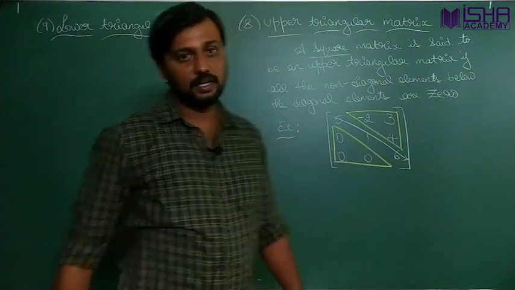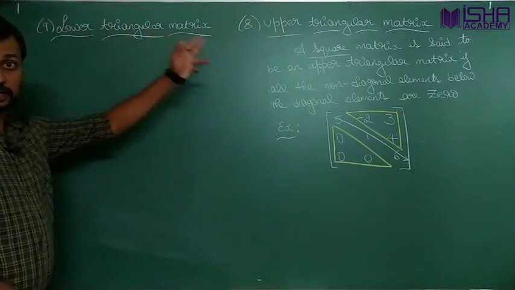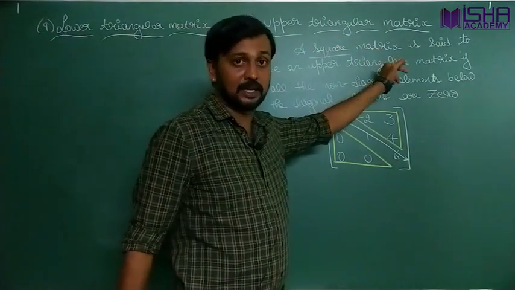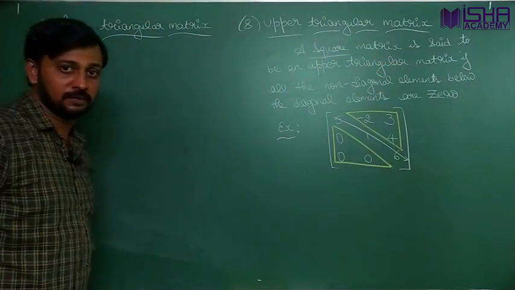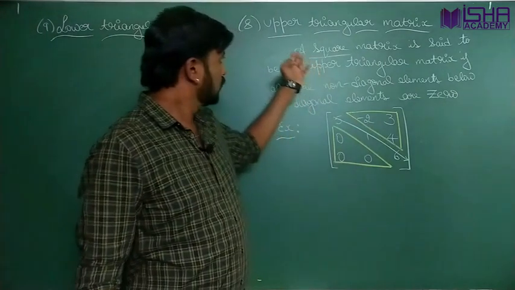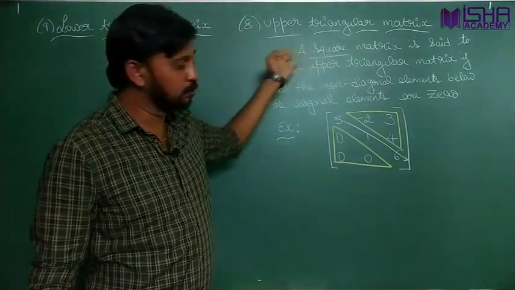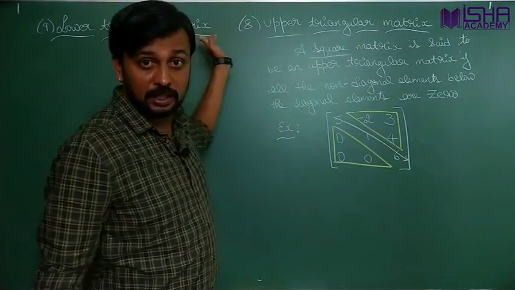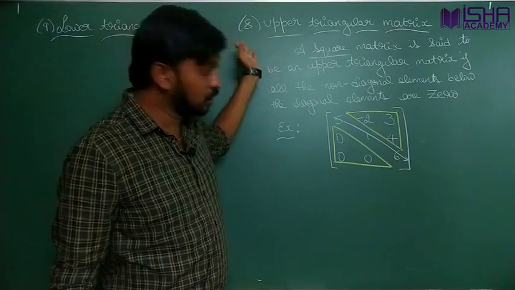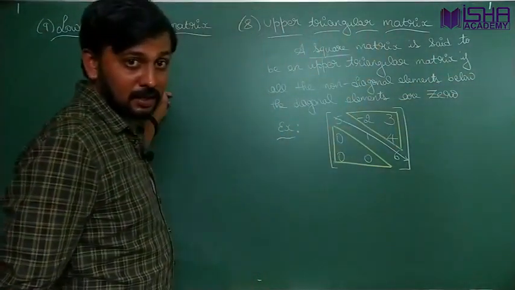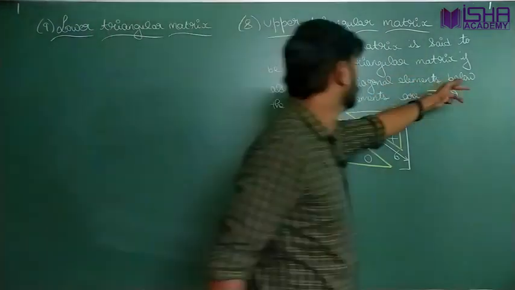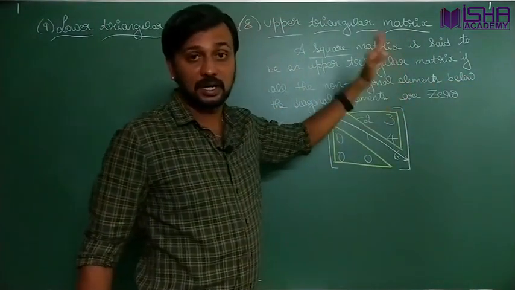Can you say the definition yourself? Look here, the upper triangular matrix is right here. Look at it and tell me first. A square matrix is said to be a lower triangular matrix if all the non-diagonal elements above the diagonal elements are 0.